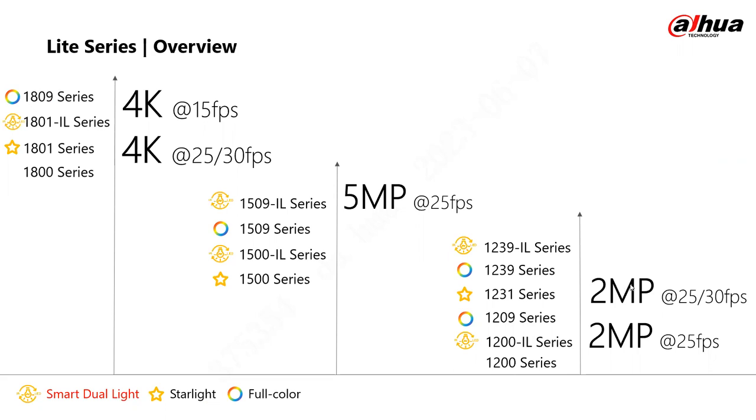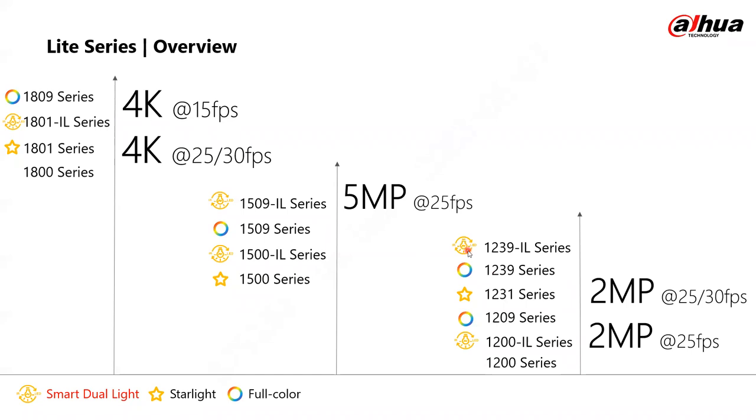So let's begin from this point, from the low end resolution to the high end resolution product for the light series. So we have the 1200 series, then we have the 1200 with IL, that is the IR and the LED series that supports the smart dual lighting. We have 1209, that's this full color series. We have 1231 that uses the starlight function for low illumination, 1239 again for full color. Then again, we have another variant that is 1239 with the IL series. That is basically the smart dual lighting.